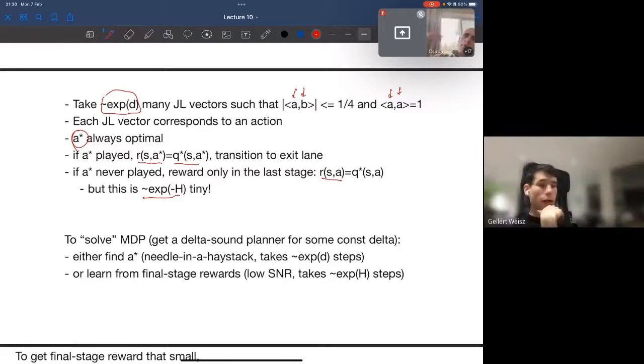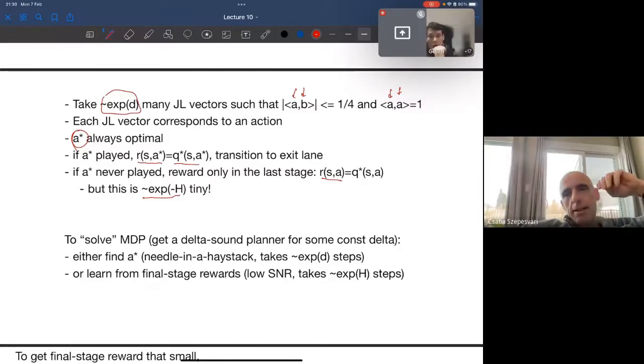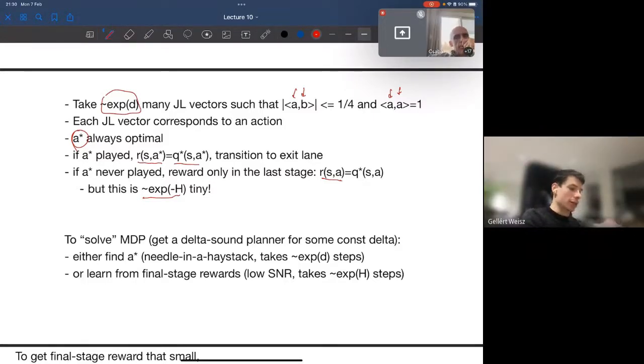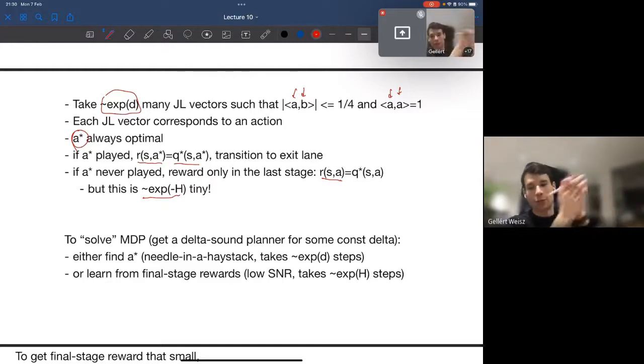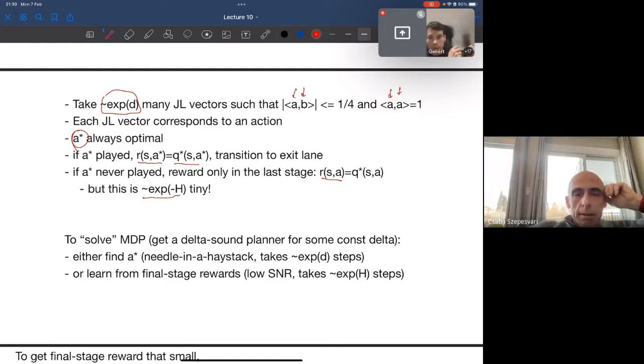So the first action is something like this. What we'll do here is that the Q star will decrease at an exponential rate, and capital H is the number of steps that it will be decreasing throughout. That's why the expectation of the last reward is exponential in H, but then the number of JL vectors that you can make is exponential in D, and that's where the H and D come from. And you can always truncate.